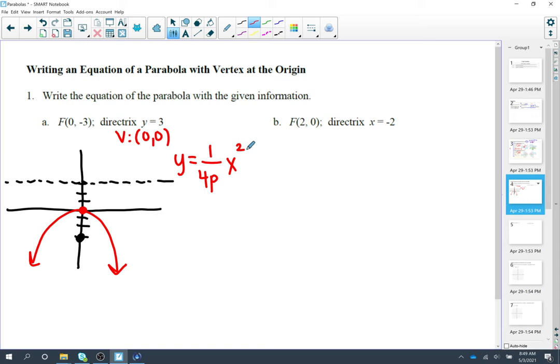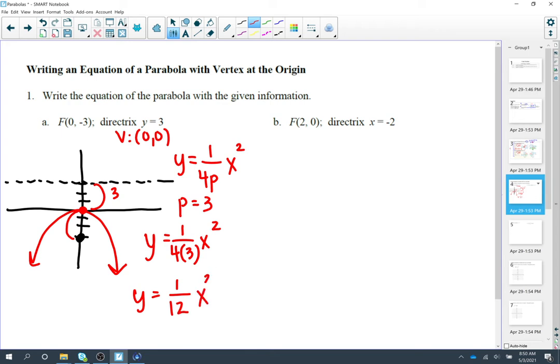The last thing I have to figure out is, okay, what's p? If you count the distance from your vertex to your directrix, this is 3. If you count the distance from your vertex to your focus, that's 3. So we know p equals 3. Then we have y equals 1 over 4p x squared. And then we clean that up. y equals 1 over 12 x squared.